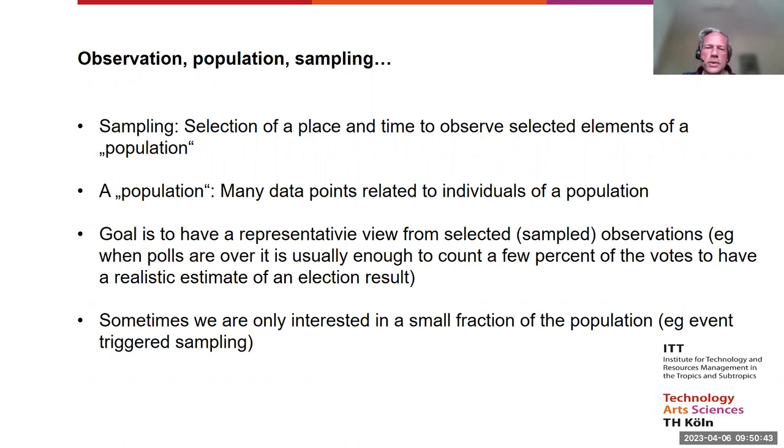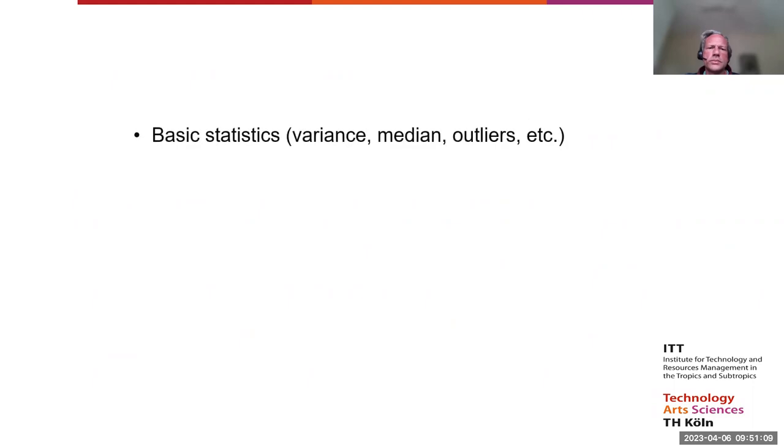It's a bit like a hen and egg issue. If we know the statistical distribution, then we can determine the sampling sites. But we only know about the statistical distribution if we have taken enough samples. Anyway, we are making a selection, and that is important. Once we have obtained this information, we can apply statistics.